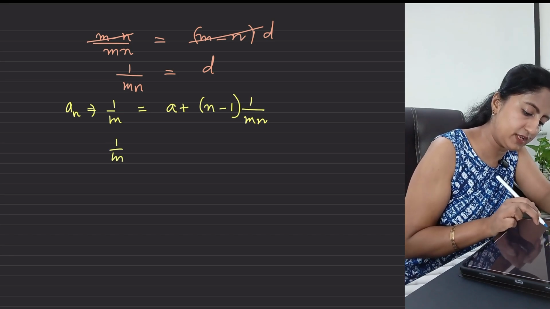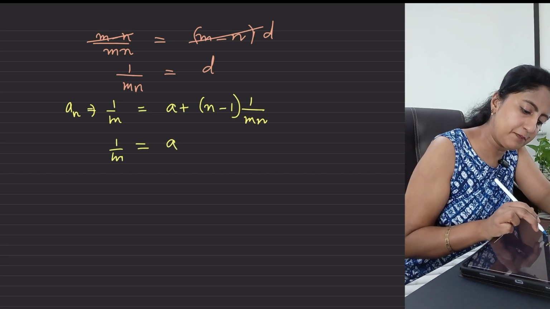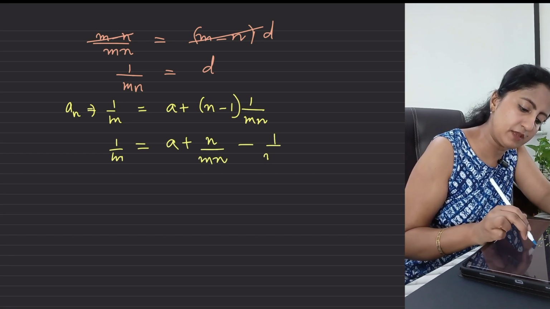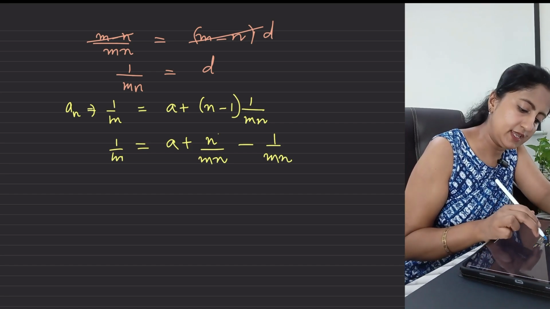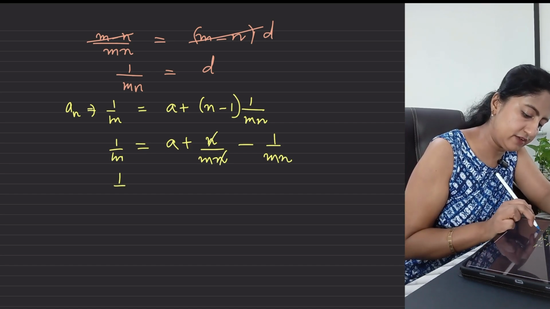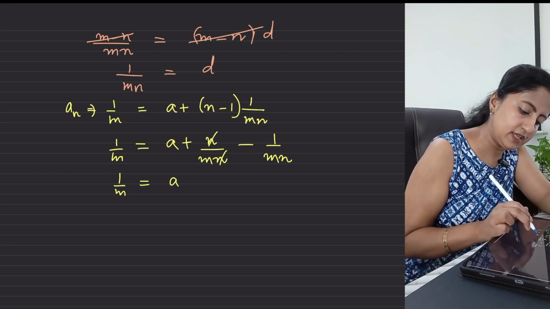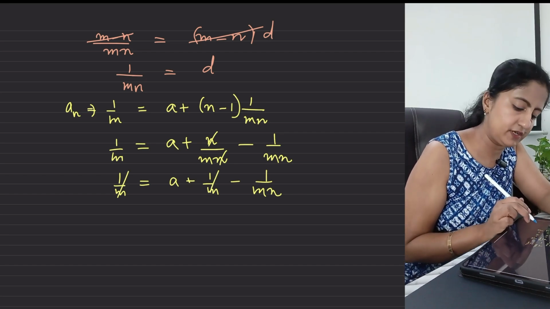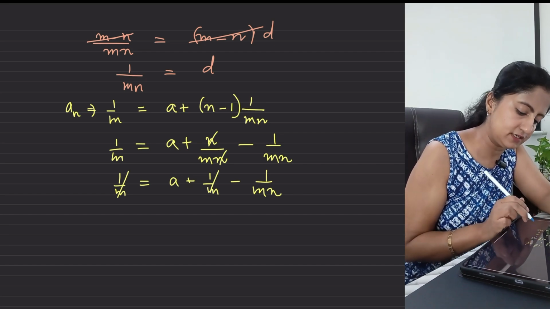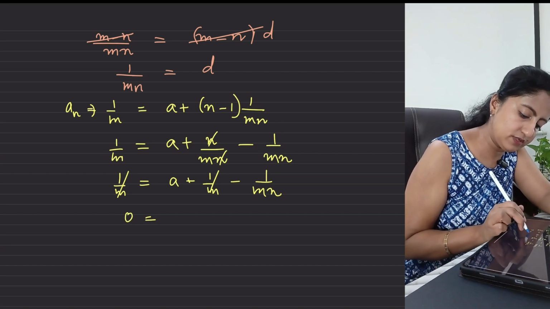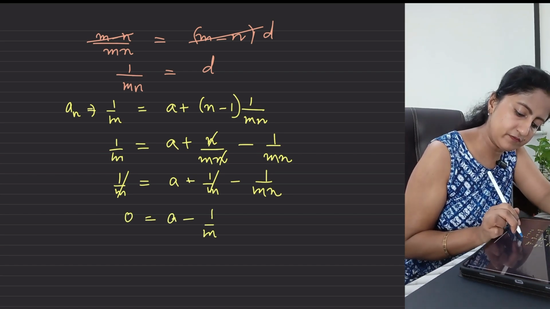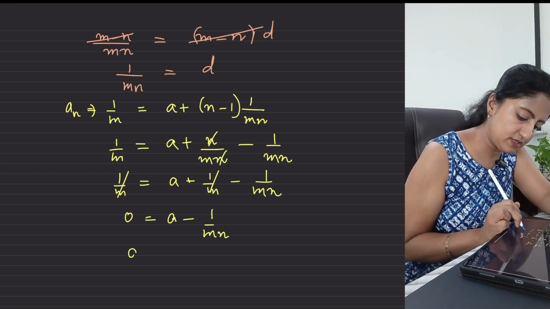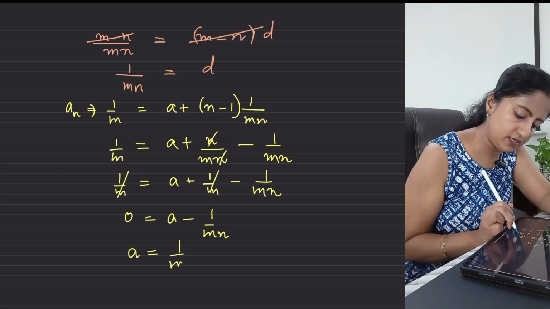We have 1 over m equals a plus n over mn minus 1 over mn, right? N gets cancelled. We are left with 1 over n equals a plus 1 over m minus 1 over mn. This gets cancelled again. 1 over m is common on both the sides, so it gets cancelled. I'm left with 0 equals a minus 1 over mn. That leaves us with a equals 1 over mn.